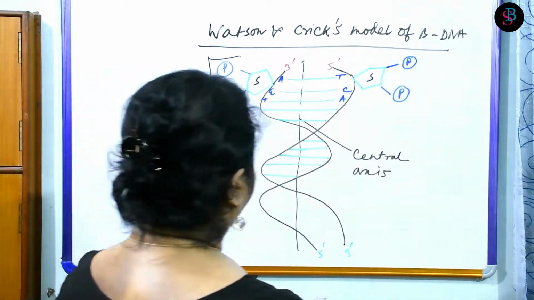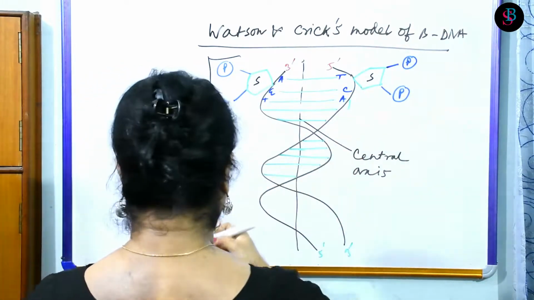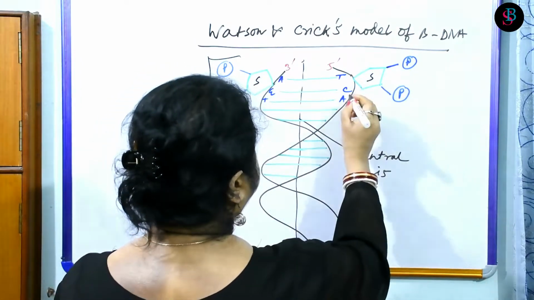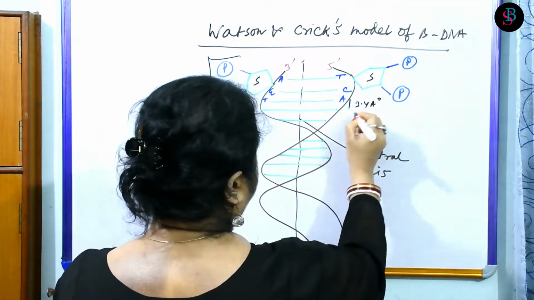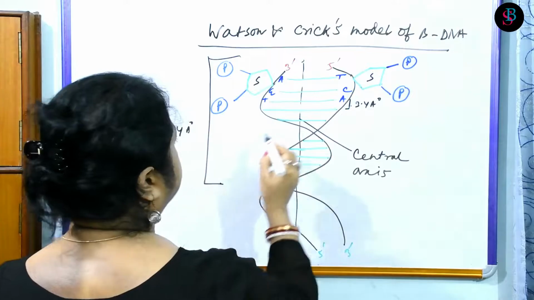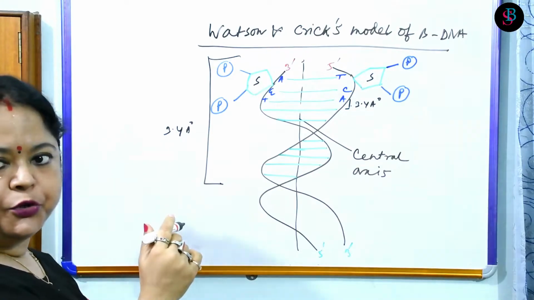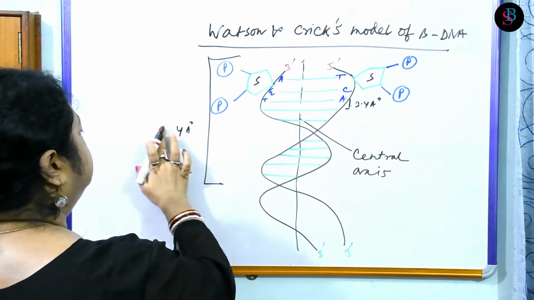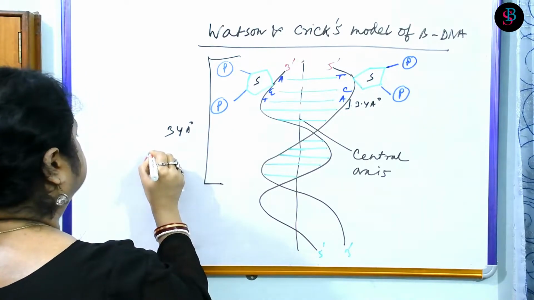Now another thing is the distance between 2 base pairs, suppose this base pair and this base pair. The distance between them is measured as 3.4 angstrom. So naturally, if in between these two it is 3.4, then in a single turn there are 10 base pairs, I have already told you. So 3.4 into 10, so this should be 34 angstrom.